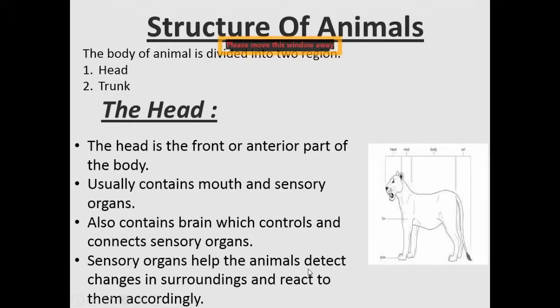Sensory organs help the animal detect the changes in the surroundings and react to them accordingly. What is the function of a sensory organ? The function of a sensory organ is to help the animal detect the changes in the surroundings and react. They detect what type of changes occur in the surroundings and how to react to these changes. So this is called the function of a sensory organ. So animals are mainly divided into two parts, head and trunk. This is one type of animal. We have different types of animals with different divisions.